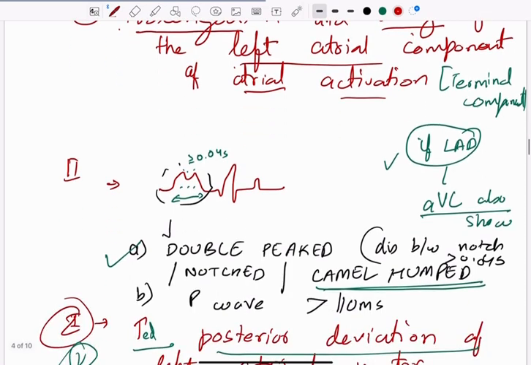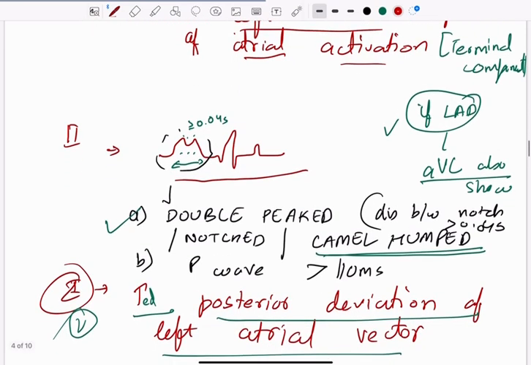So I have already made a diagram. In lead 2 you will see this kind of ECG. The feature of left atrial enlargement in lead 2 is a double-peaked, notched P wave, which you will also call camel hump. What is important is that the distance between these notches is more than or equal to 0.04 second, or P wave duration more than 110 millisecond is considered left atrial abnormality in lead 2.